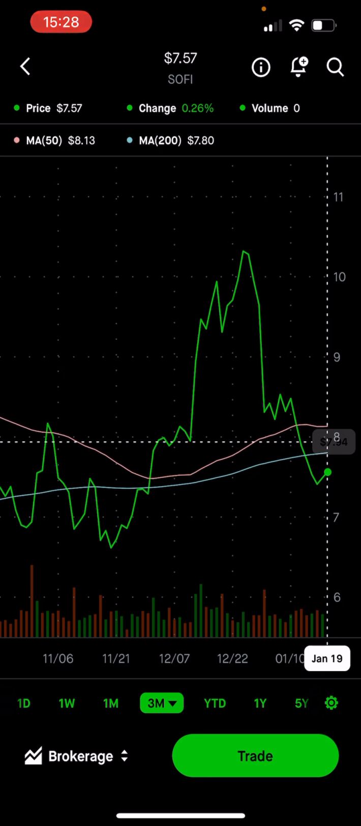The moving averages are supports for the stock. So we can see that SoFi has broken both of those moving averages. This is known as a falling knife, and a lot of people will stay away from this stock because it's broken both of those support levels.